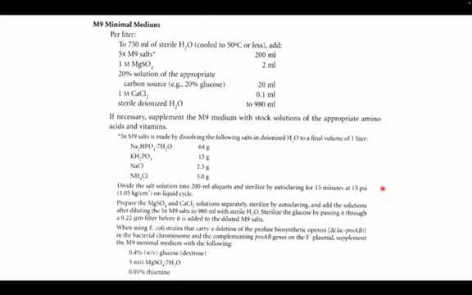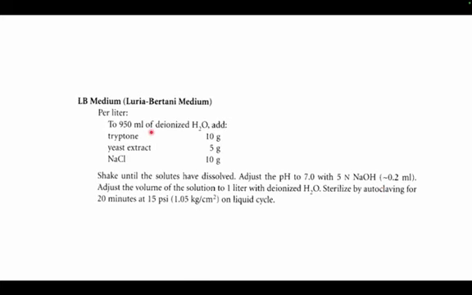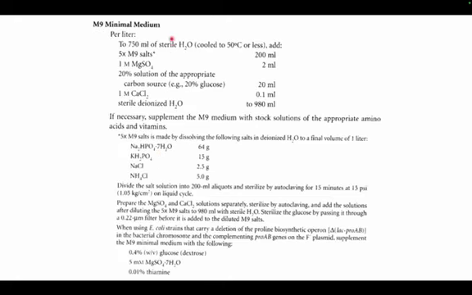Now, as you can see, this was a complex medium, right? LB is a complex medium because tryptone and yeast extract are not defined components. Instead, if you want to have a defined medium, then one example of that is called M9 minimal medium. Okay, this is basically just the minimal requirements for bacterial growth, where we have different salt solutions. This is sodium phosphate, potassium phosphate, NaCl, ammonium chloride.